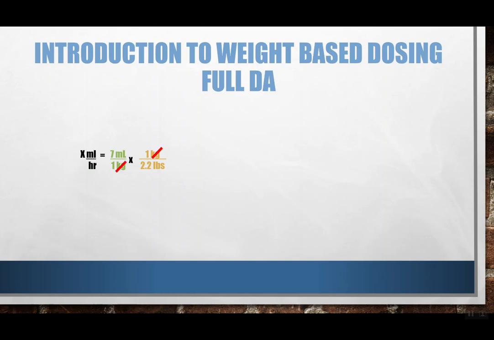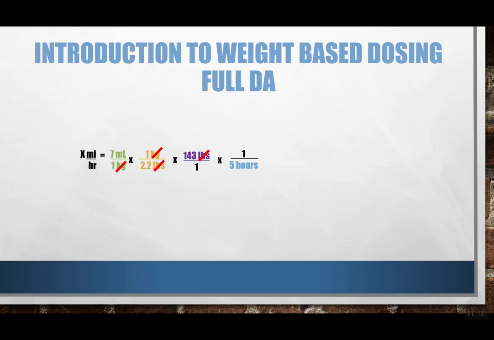So now I have the conversion of 1 kilogram per 2.2 pounds. I'm like, okay, so I have 7 mils per 2.2 pounds. I have a 143-pound patient, so I take that conversion, multiply it, and cancel out the pounds. So do I have mils per hour? I do not. So now I need to add those hours on the bottom.